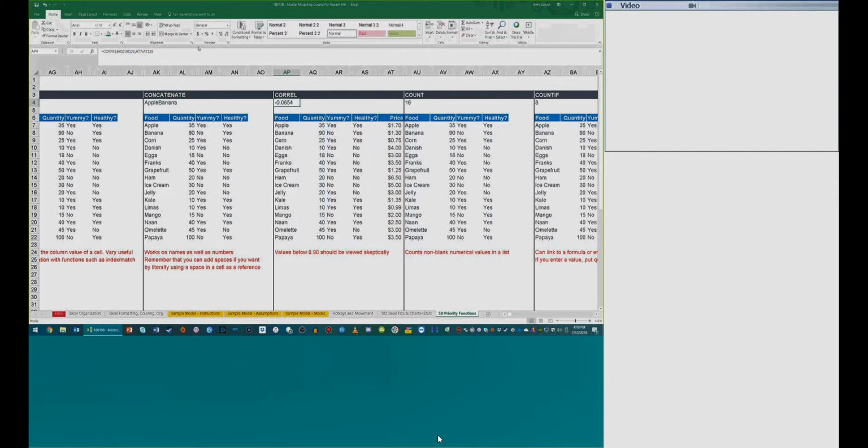You'll see that in this case, there is almost no relationship between these two. So I took the quantity sold and the price. The correlation is negative 6%.